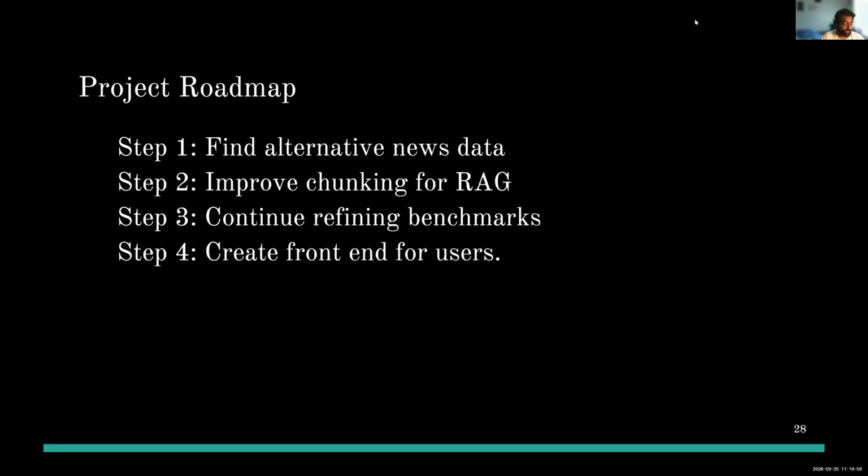So next steps, I want to find alternative news data in addition to the Science Daily, simply because more information is always better. And to improve the benchmarking system for it, I want to improve the chunking for the RAG because I believe that there are certain aspects that could be improved simply by the way that the LLM is receiving the information. And so I want to improve my code on that. And I want to continue doing both of these things to improve the benchmarking.